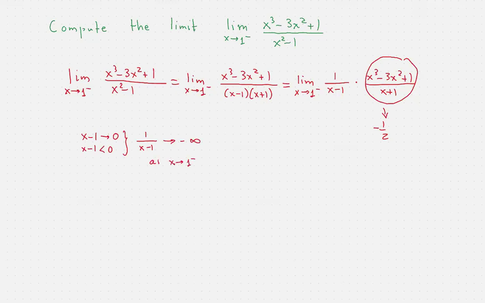So what do we have? We have two quantities. One quantity tends to a negative number. The other tends to negative infinity. Their product will tend to positive infinity. And that's what the limit is.